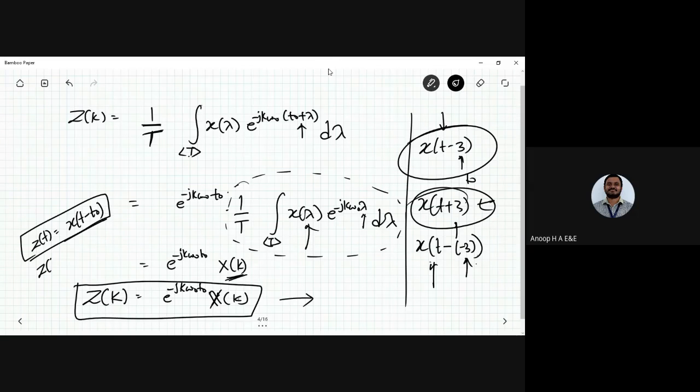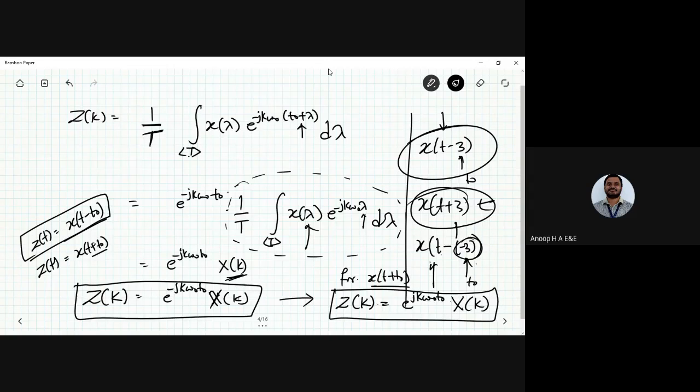Now z of t would be for x of t plus t naught. So for x of t plus t naught, where I can get z of k equal to e power j into k into omega naught into t naught. So this minus sign is changed to plus sign and it is multiplied with x of k here. So z of k would be equal to e power j into k into omega naught into t naught. So I can replace it like this.